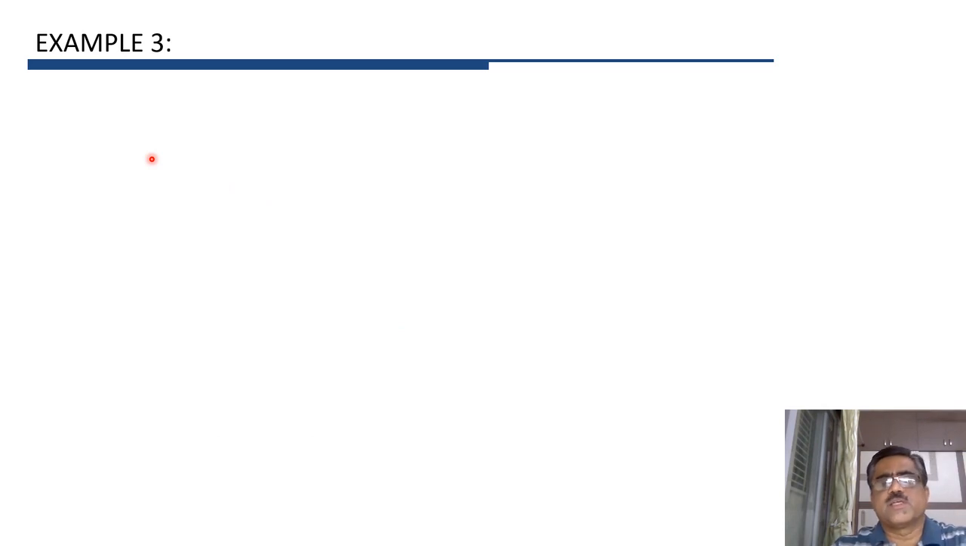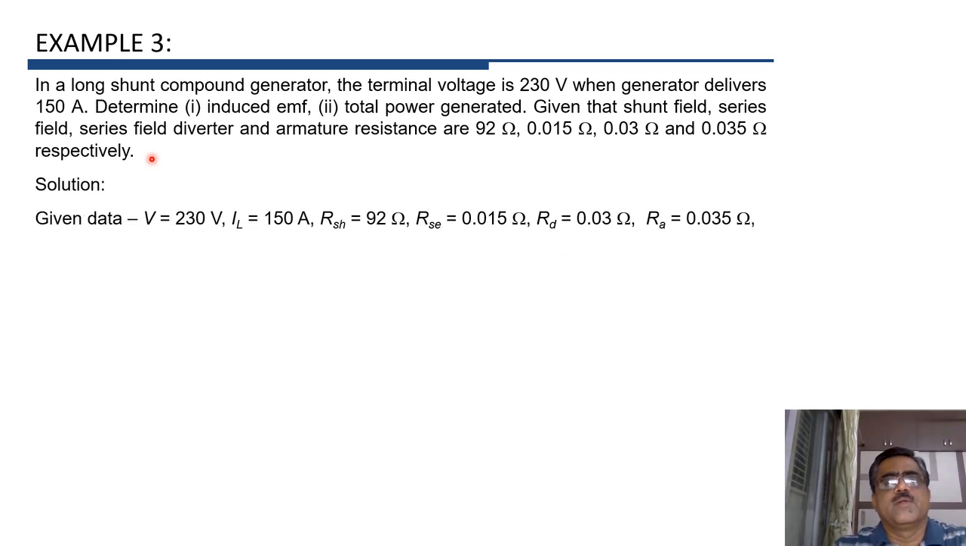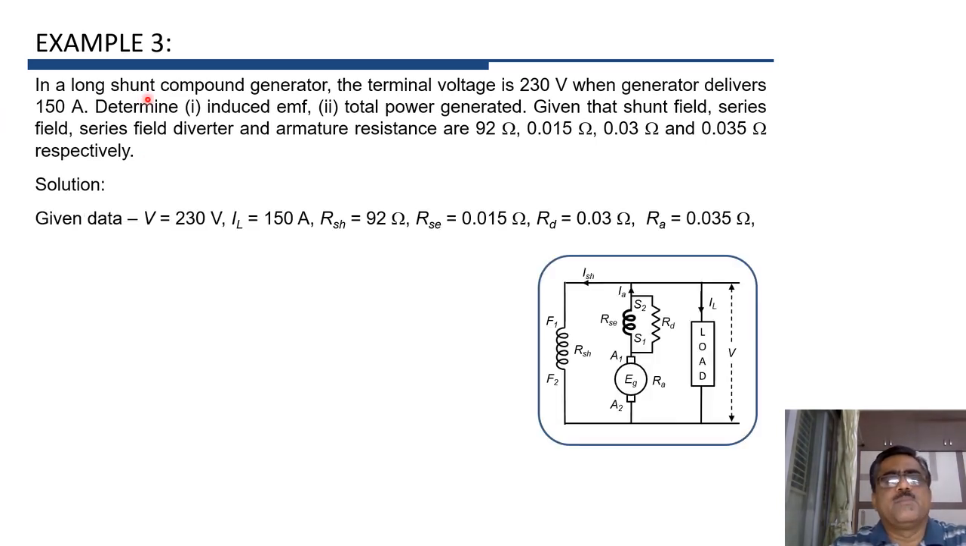Let us solve the next example, which is on a long shunt type compound generator. In a long shunt compound generator, the terminal voltage is 230 volt. So V is equal to 230 volt. When the generator delivers 150 ampere, so IL is equal to 150 ampere. Determine induced EMF, meaning we have to determine EG, and total power generated. Total power generated in armature is Eg into Ia. So that we have to calculate.